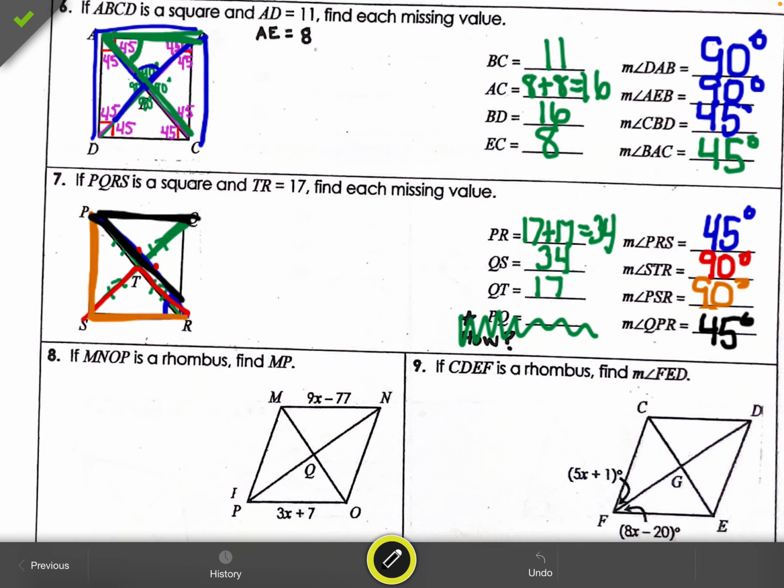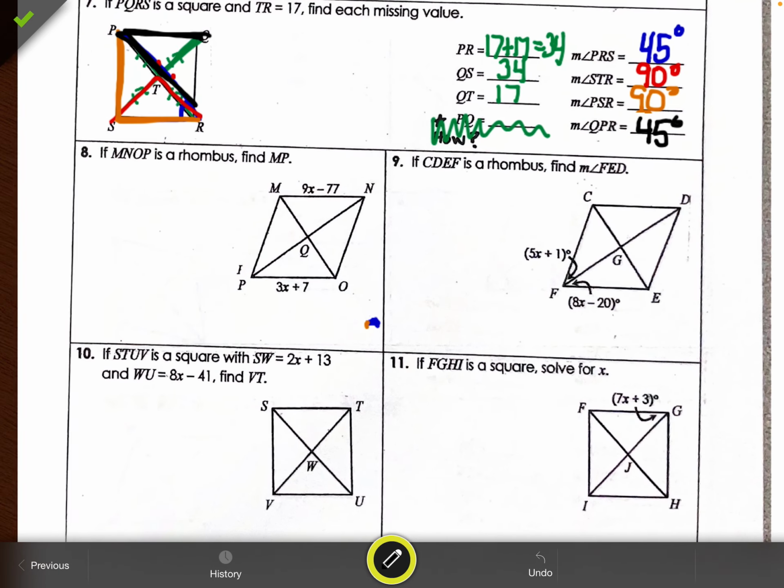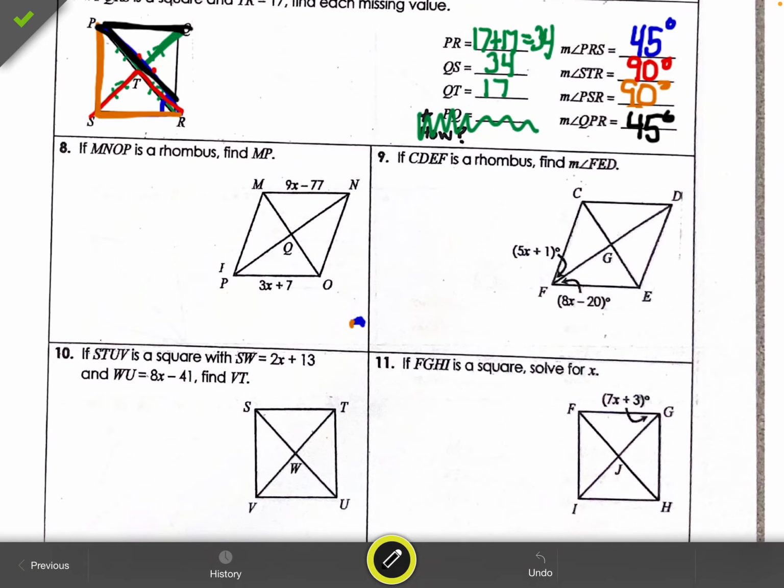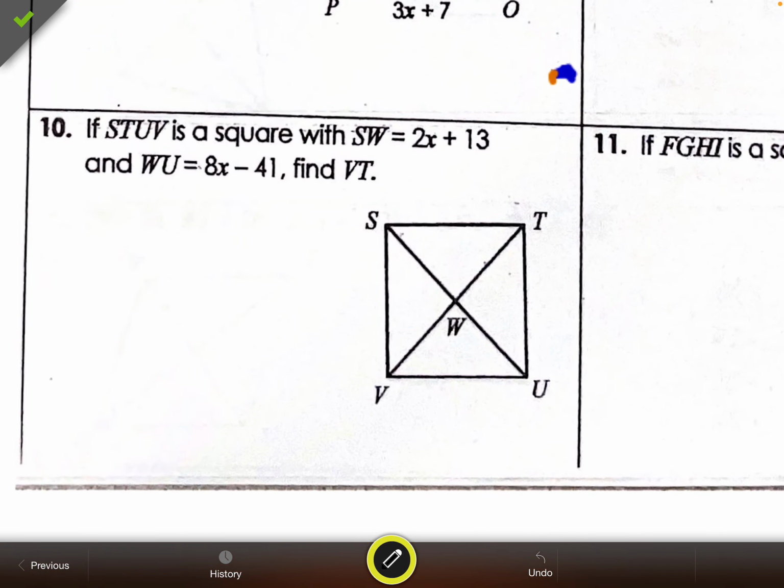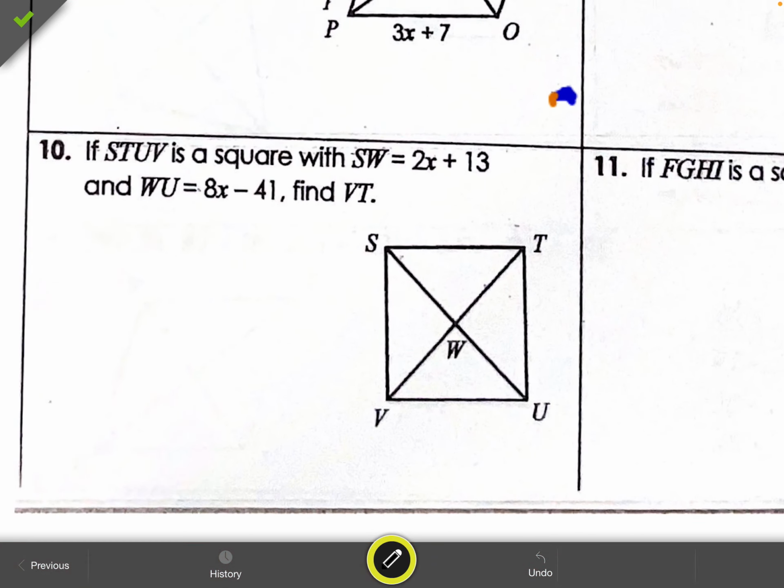All right, so if you notice, 8 and 9 go back to rhombus, so you got to be careful with that. But let's look down at 10 and 11, okay? Because since we're still talking about a square, we'll look at 8 and 9 in just a second. So STUV is a square. They're telling us SW, which is half of our diagonal, is 2x plus 13. They're also telling us that WU, the other half, is 8x minus 41.